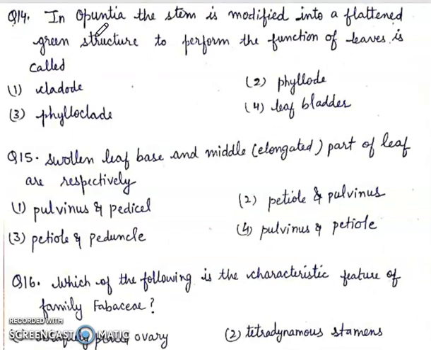Question 14. In Opuntia, the stem is modified into a flattened green structure to perform the function of leaves, is called cladode, phylode, phyloclade or leaf bladder. Answer will be phyloclade.